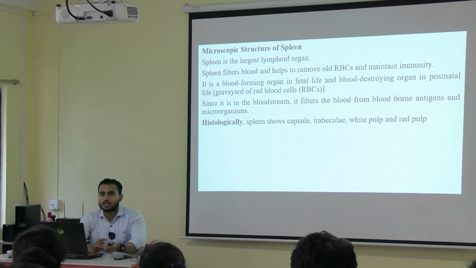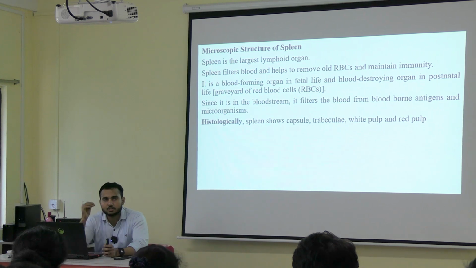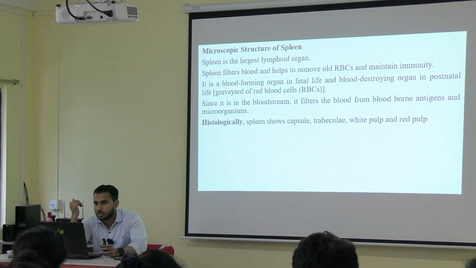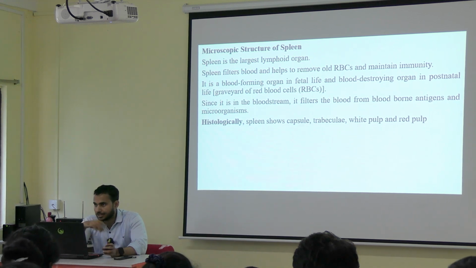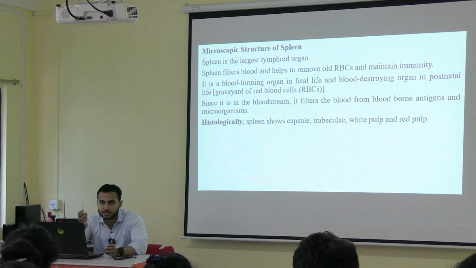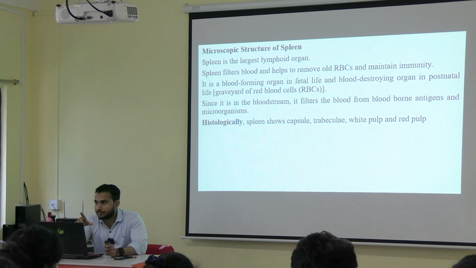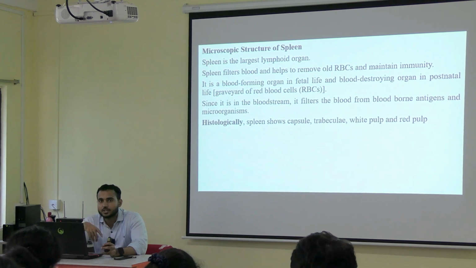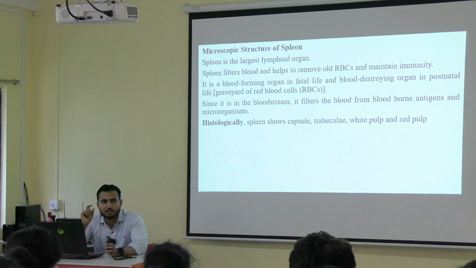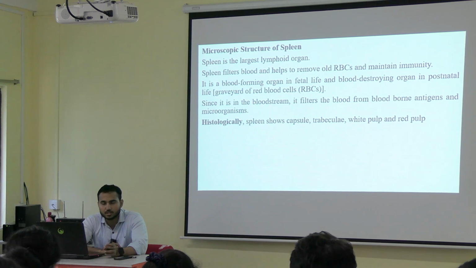As you know, spleen is the largest lymphoid organ of our body. What is the function of the spleen? Filters the blood. Filters the blood in the case if any damaged RBC is there or older RBC is there. So that is removed by the spleen. Next, during fetal life, the spleen acts as an erythropoietic site. That means the blood cell formation takes place in the spleen during intraembryonic life.